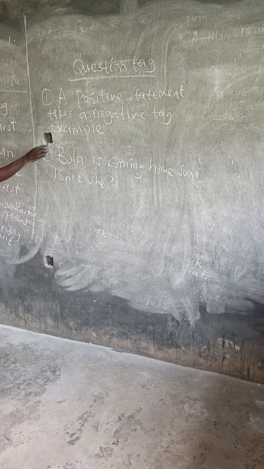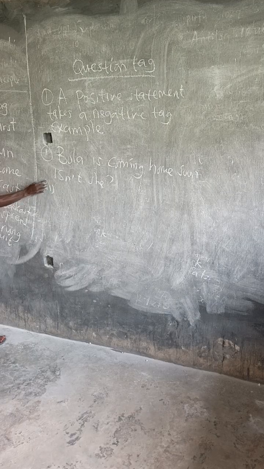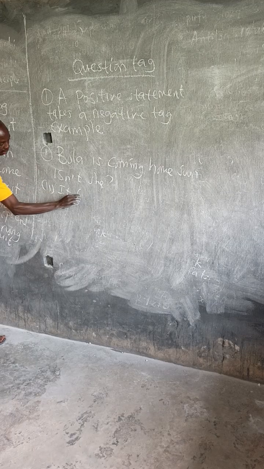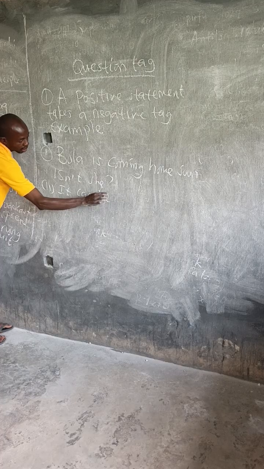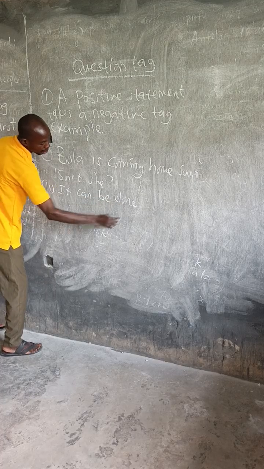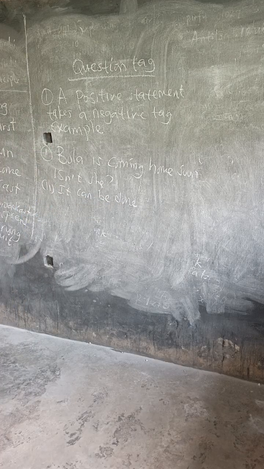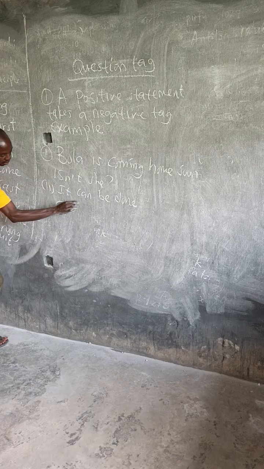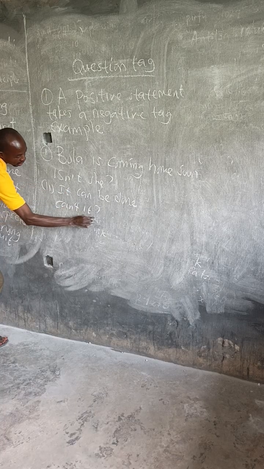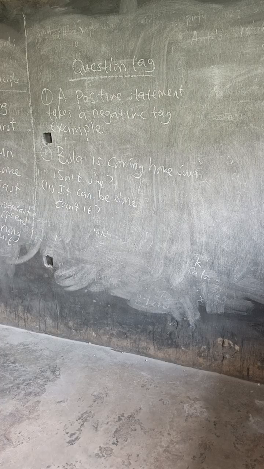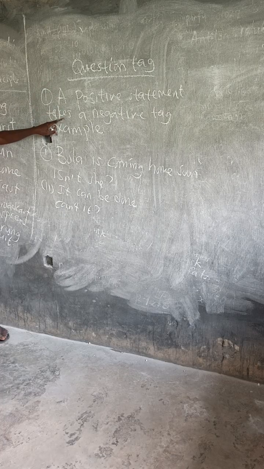So the second example that you go for is: it can be done. It can be done is an example here. Our auxiliary verb here is what we call can. And so it will be what? Can't it. That's the tag that one will take. That's the first principle: a positive statement takes a negative tag.